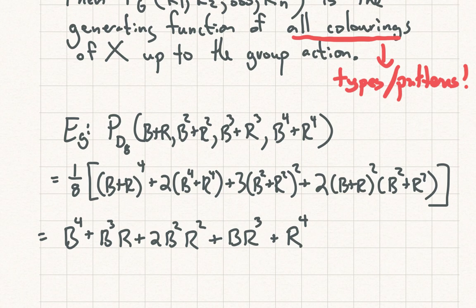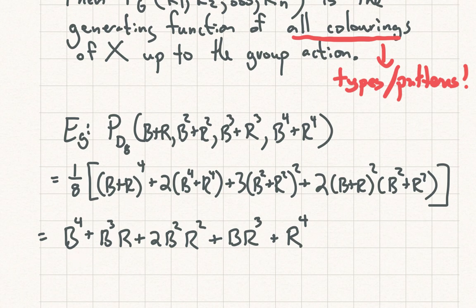So we plugged in b plus r for x1, so we have x1 to the 4th, and then 2x4, so we plug in b to the 4th, r to the 4th, and then etc. So we keep doing that for each of the variables here: x2 squared, x1 squared, x2. And if we multiply this out and simplify it and then divide by 1/8, you can check that what we get is the following.